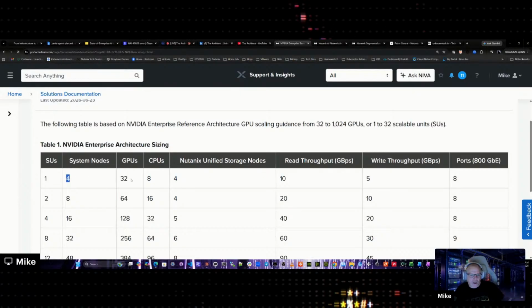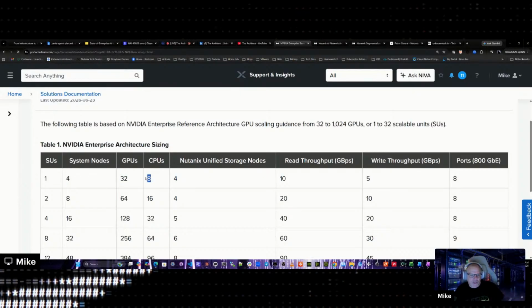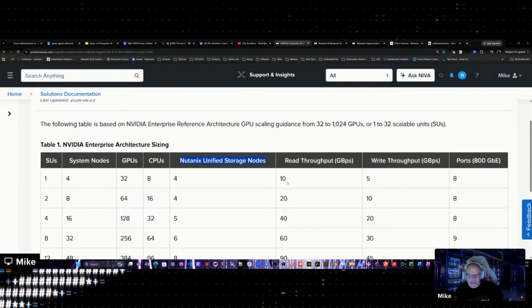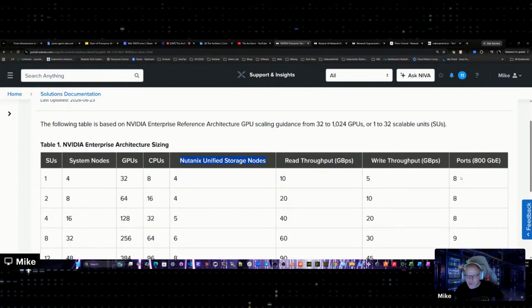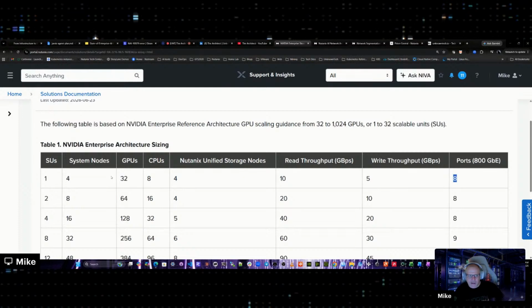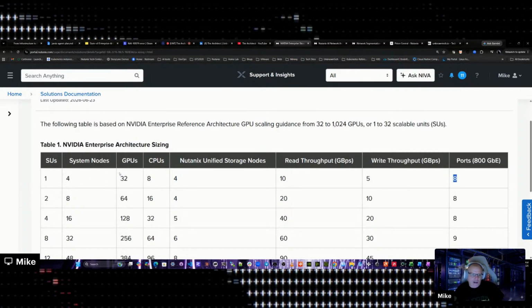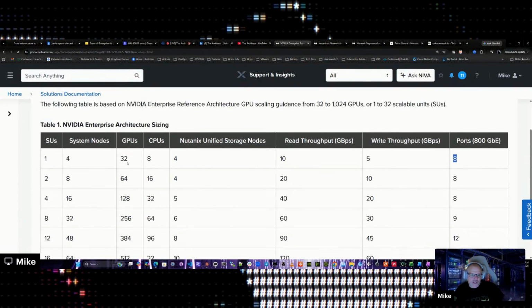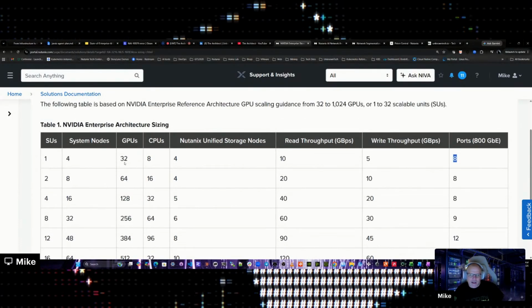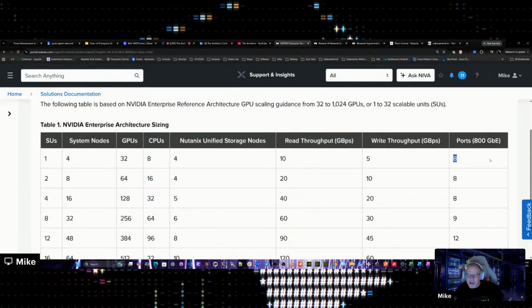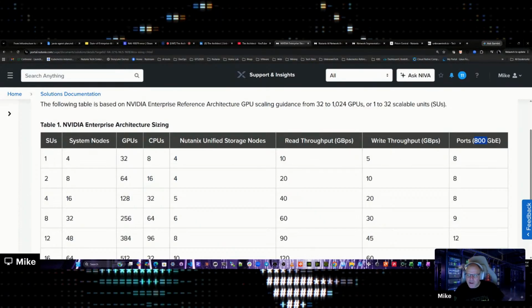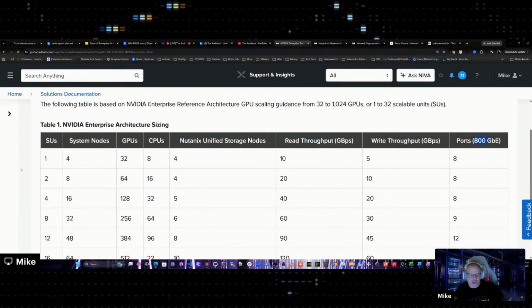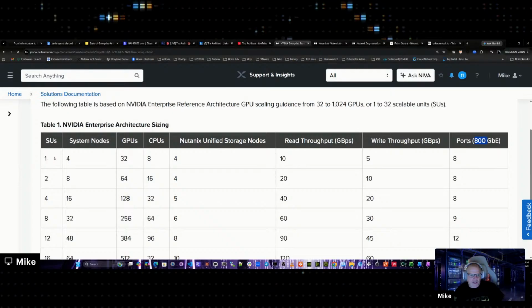So you start at 4, which really could give you 32 GPUs, 8 CPUs. It would require 4 Nutanix unified storage nodes and would give you roughly 10 gigabytes per second of read, 5 gigabytes per second of write throughput over 800 gig networking, right? So in this case, I believe it would be 5 800 gig networking. That's what each NVIDIA node would look like.